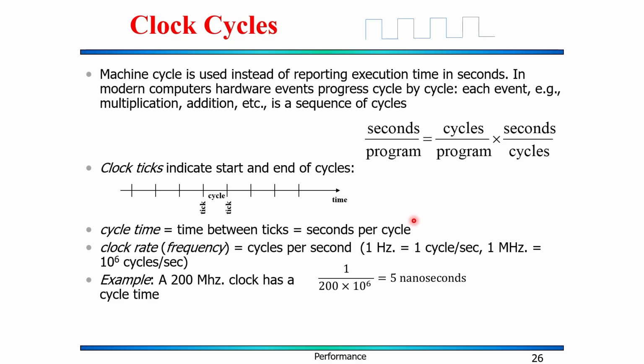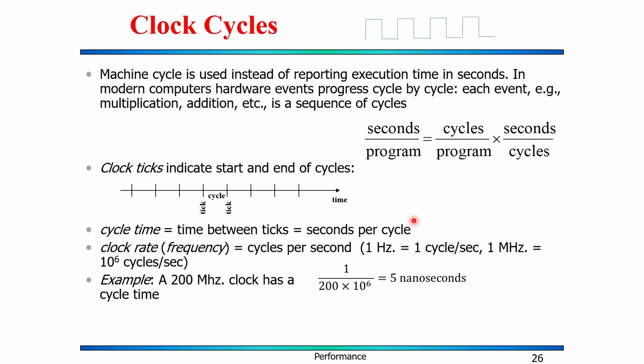So the clock rate, also called frequency, is the number of cycles per second. 1 hertz equals 1 cycle per second. 1 megahertz equals 1 million cycles per second, and 1 gigahertz equals 1 billion cycles per second.